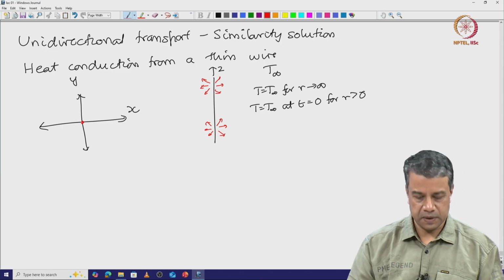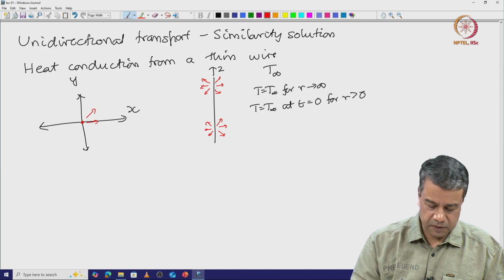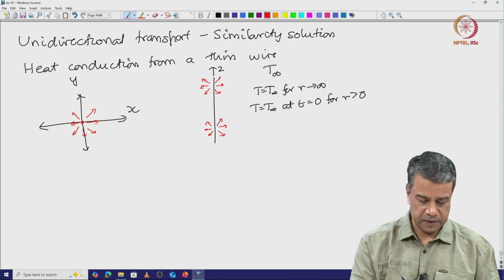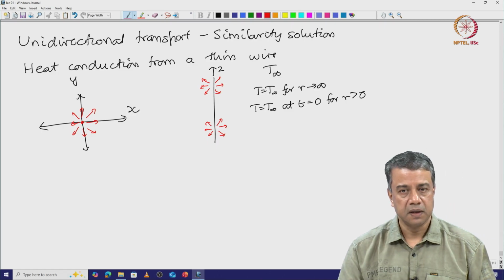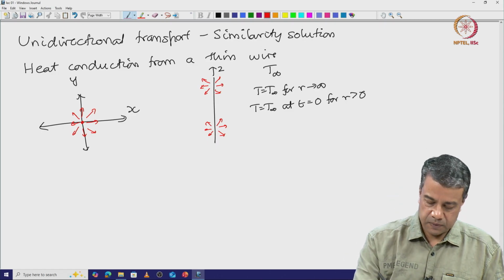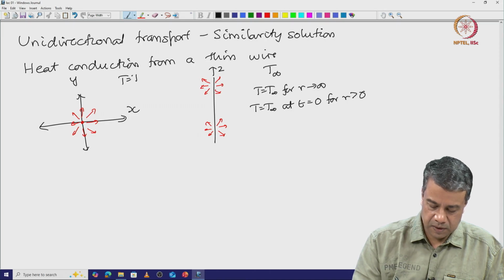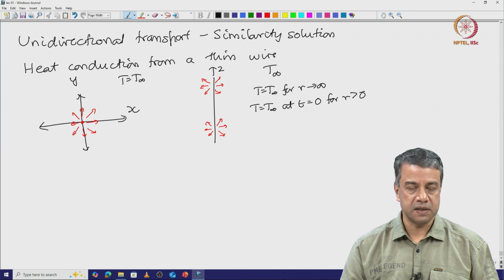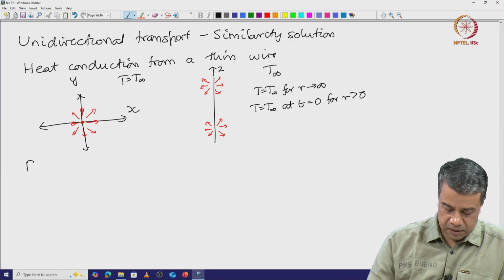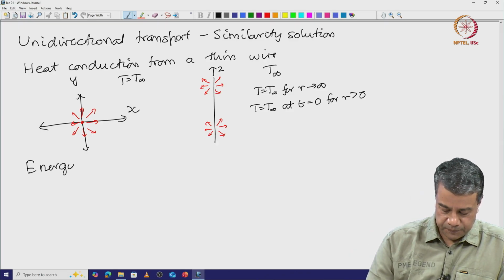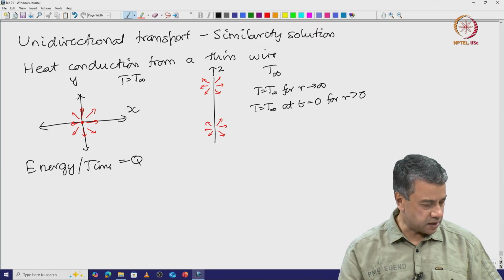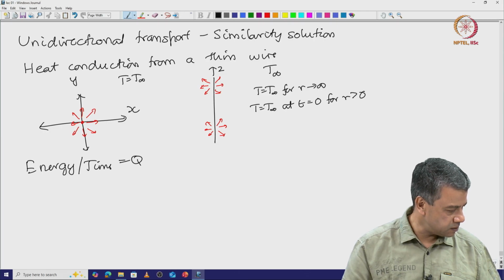This is the location of the wire, and it is generating a certain amount of energy per unit time. The temperature of the wire and the surrounding fluid is T infinity at t equal to 0, and then the wire is instantaneously switched on. It generates an energy per unit time, which is capital Q.